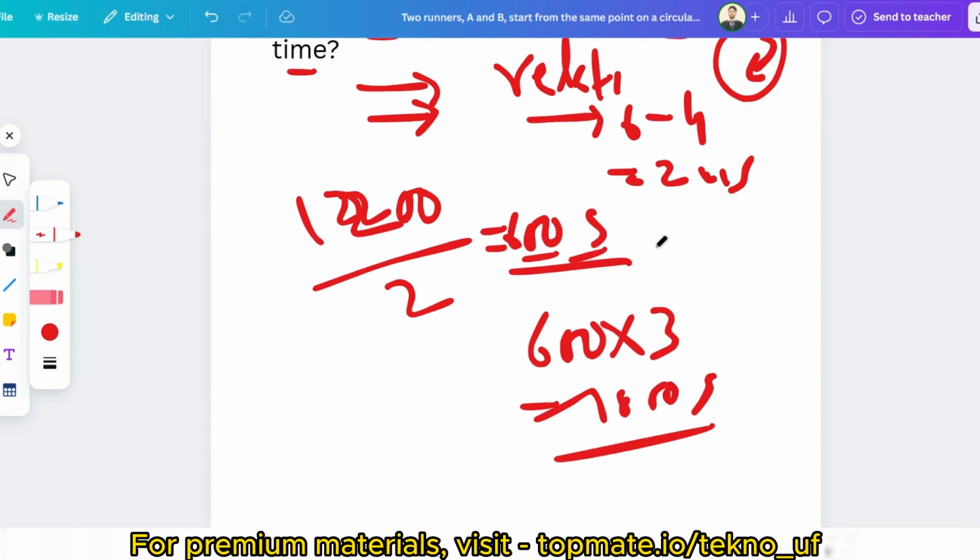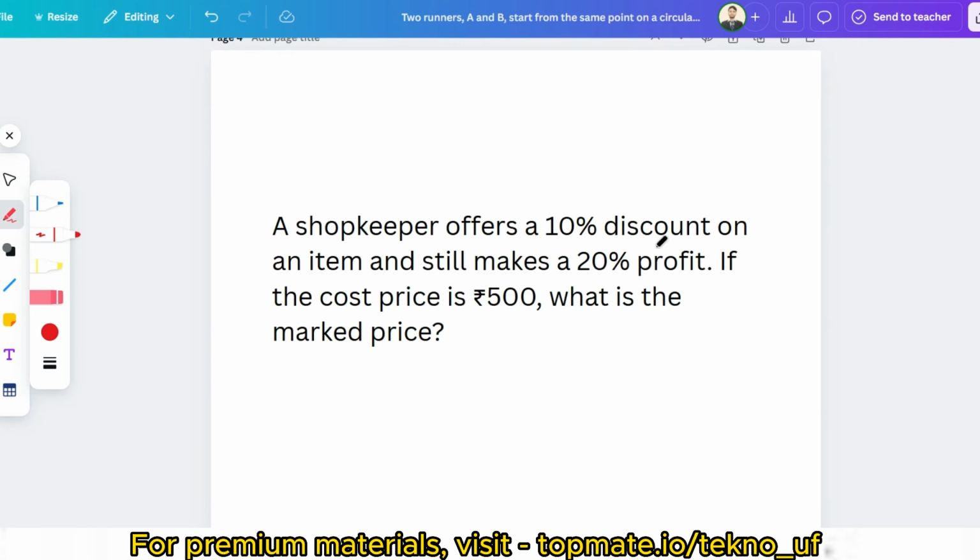Okay, so let me show the next question. A shopkeeper offers a 10% discount on an item and still makes a 20% profit. If the cost price is 500, what is the marked price? Please pause the video and try to work out the answer.